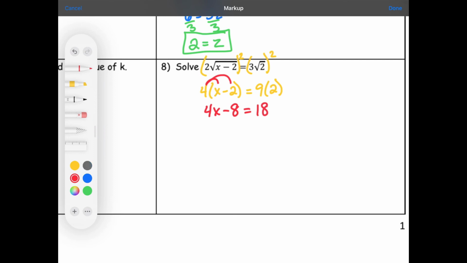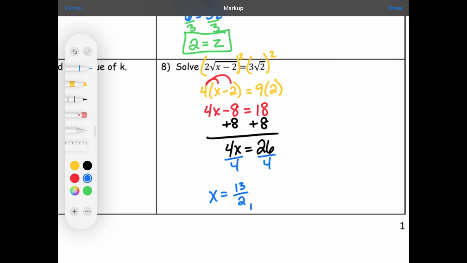We'll add the 8 to both sides here. 4x equals 26. Divided by 4. And 26 divided by 4, if you reduce it, we'd have 13 over 2, which is 6 1/2, which as a decimal is 6.5. That's it for page number 1. Get excited for page number 2.